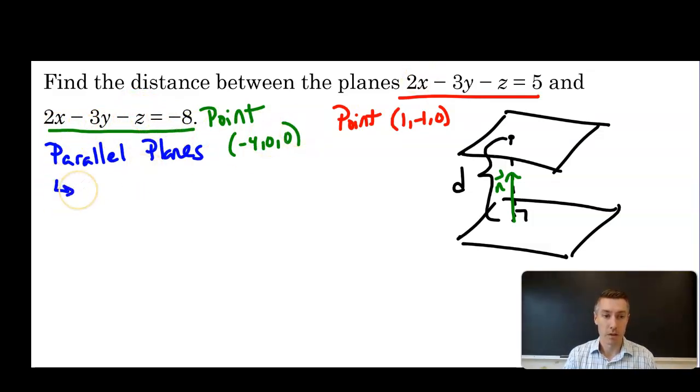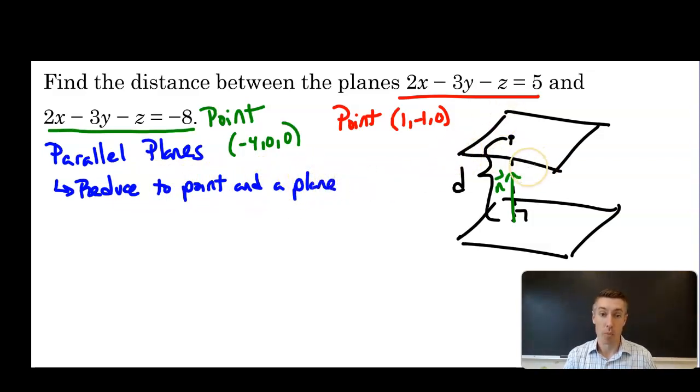Okay, so parallel planes, we want to reduce to a point and a plane. And the way we do that, find a point on one of the planes, and there we go. We have a point, we have the other plane. So now would be a good opportunity to pause the video. From this point, see if you can pick it up, find the distance, and then play the video to see how you did.